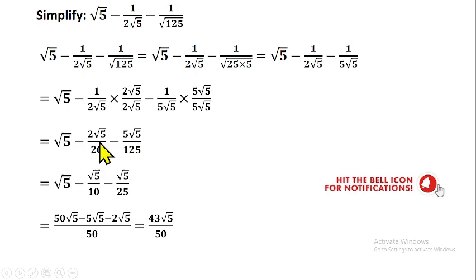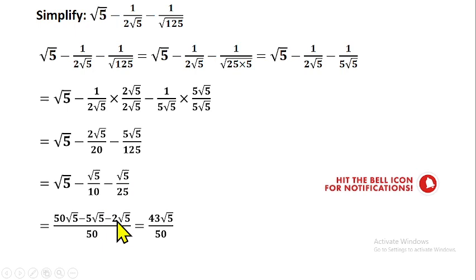2 can go in 20, that will give us 10. 5 can go in 125, that will give us 25. You can now find the LCM here, because this is a fraction minus a fraction. The LCM is 50. So 1 in 50 will give us 50. 50 times root 5 will give us 50 root 5. Minus 10 in 50 gives us 5. 5 times root 5 will give us 5 root 5. Minus 25 in 50 is 2. Then 2 times root 5 gives us minus 2 root 5.